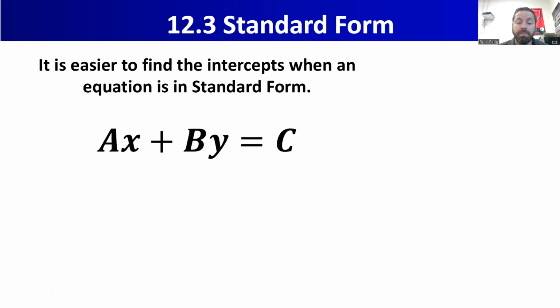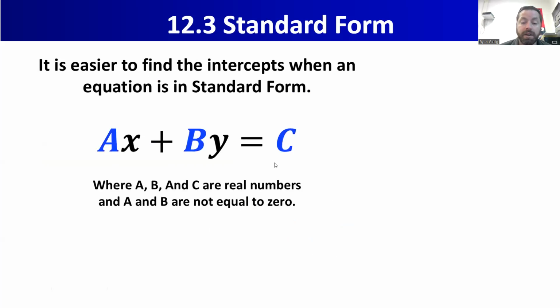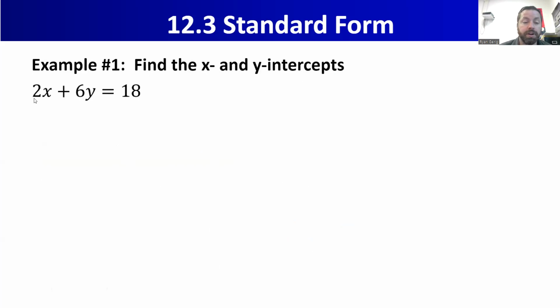So what is standard form? It's ax plus by equals c. Now that looks kind of confusing. Don't be too confused by this. a, b, and c are just real numbers. A and b cannot equal 0. The big thing I want you to see is x and y are on the same side of the equal sign. With slope-intercept form in the last lesson, they were on opposite sides of the equal sign. It's a major difference.